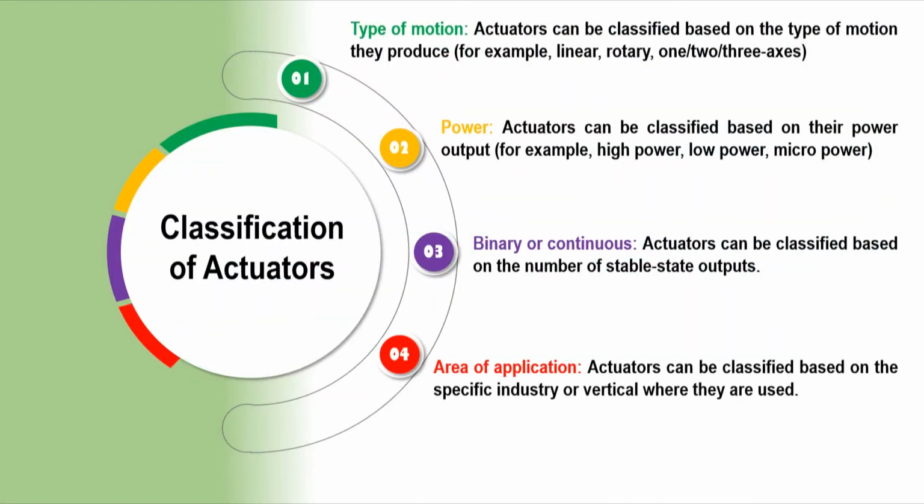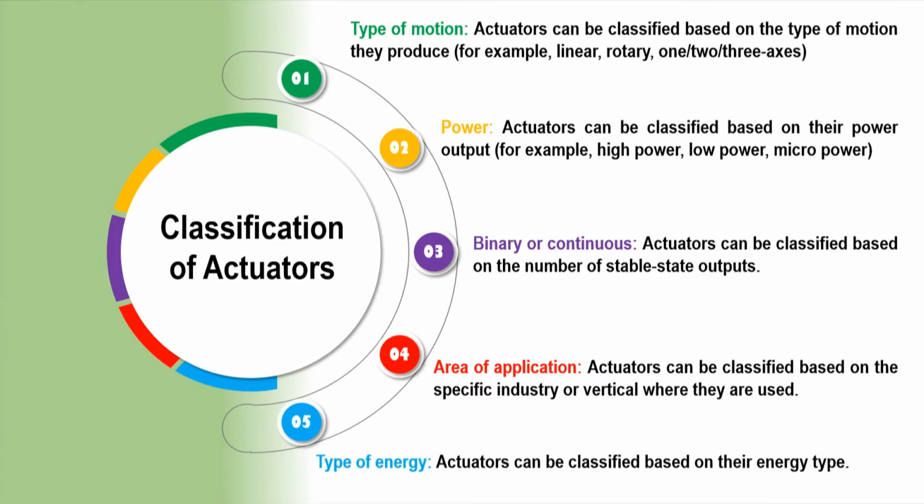Next classification is based on the area of application. Actuators can be classified based on the specific industry application or the vertical for which they are being used, and the type of energy. They are also classified according to the type of energy.